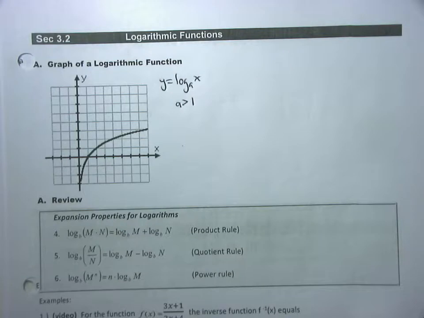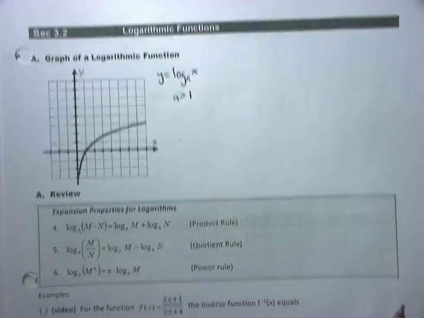And we have the expansion stuff here. Log base b of m times n is equal to log base b of m plus log base b of n. Multiplication turns into addition. Log base b of m divided by n is equal to log base b of m minus log base b of n. Division turns into subtraction. Log base b of m raised to the n, a power raised to a power, is n times log base b of m. Okay?